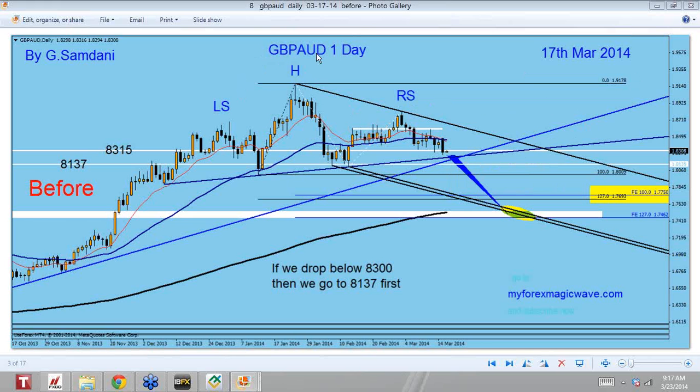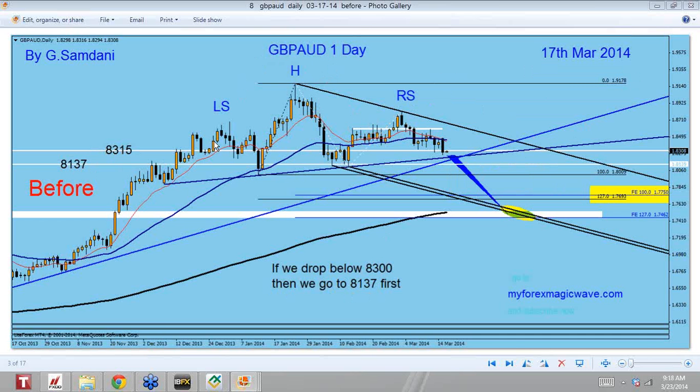First chart, pound Aussie daily chart. This pair has been under control and giving us a lot of pippage. I'm just going to show it to you. I'm tracking all these moves. We traded the down move and up move and all that. So it's here on the 17th, and I said if we drop below 83, then we go to 81.37. These are the numbers: 83.15, 81.37. These are horizontal levels, which I found.